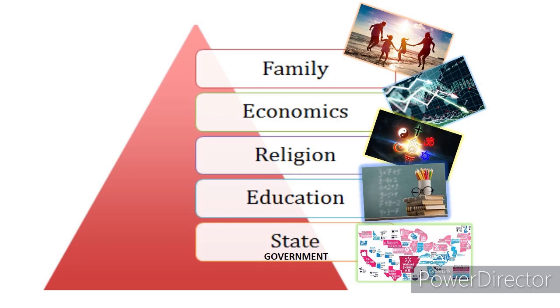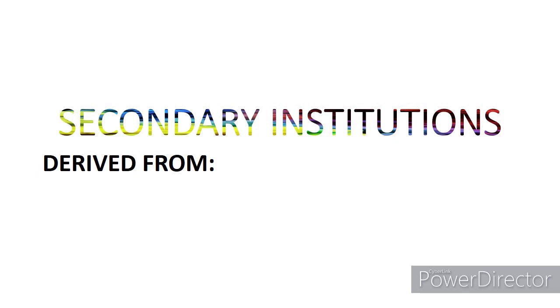Number 4, in transmitting knowledge from one generation to the next. And number 5, in regulating our relation to the supernatural. In shorthand form or as a concept, these 5 basic institutions are called the family, government, economy, education, and religion.